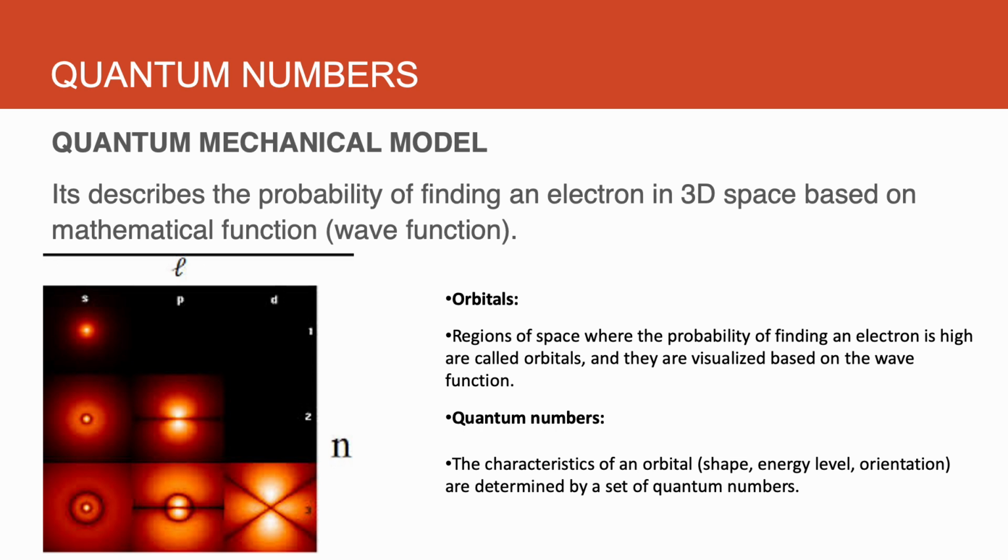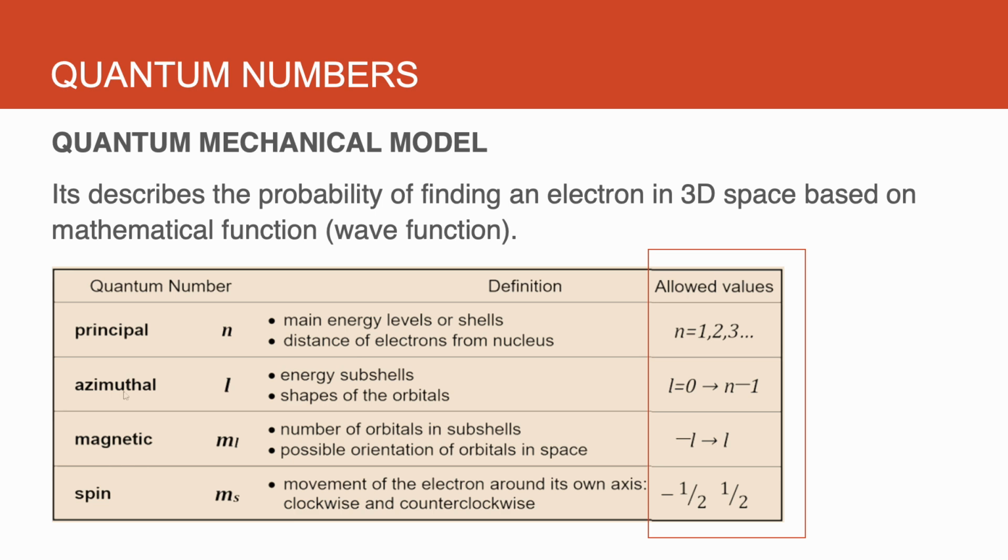So more on that. Quantum mechanical model: due to the spatial arrangement of electrons in space, we need something to describe its position and energy. Hence, we need a set of quantum numbers. We actually have four quantum numbers: your principal, azimuthal, magnetic, and spin. Azimuthal could pertain to angular momentum in some books.